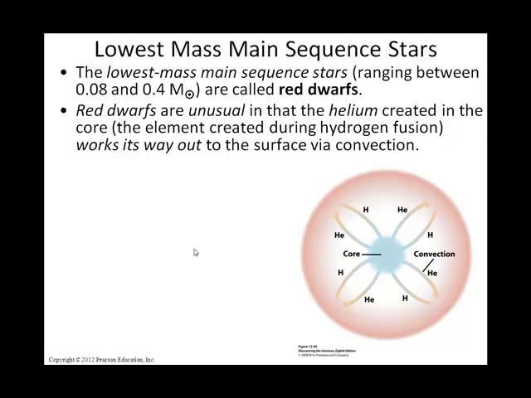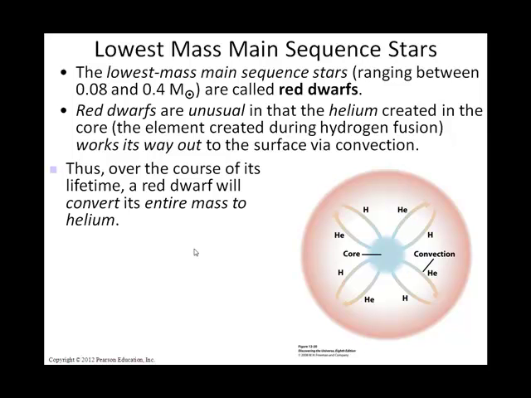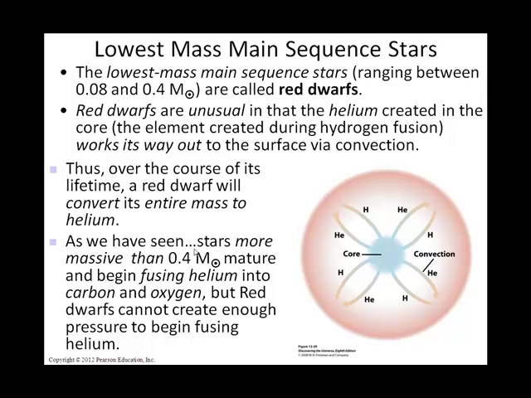The fusion in its core will be so gentle and so long lasted, because remember these light stars last forever, that over the course of time, fresh hydrogen will convect into the core, and the used helium will convect out. And so in this way, it ultimately converts its entire mass from hydrogen to helium.